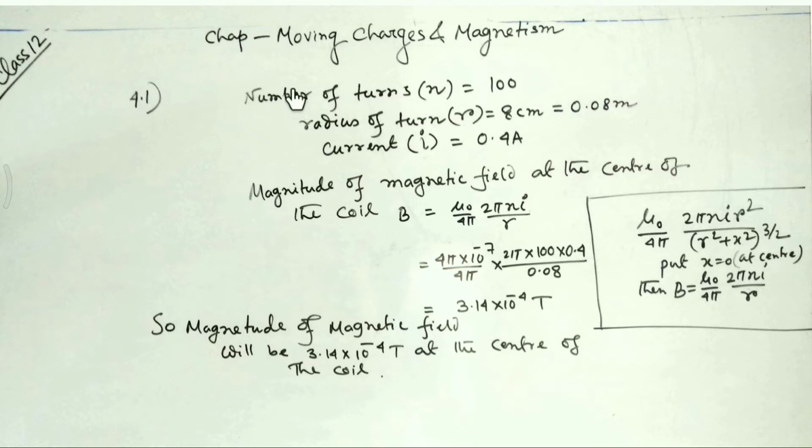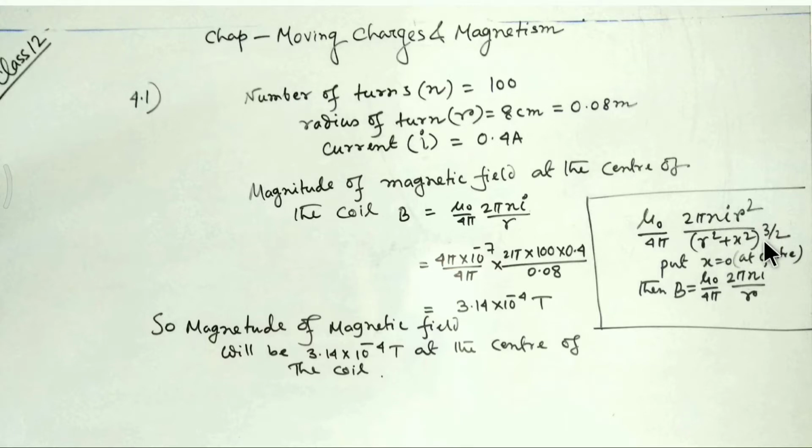So this one is for 4.1. Number of turns was 100. Radius of the turn R is equal to 8 cm, converted to 0.08 meter. Current I is equal to 0.4 ampere. Magnitude of the magnetic field at the center of the coil. So this was the formula actually. B is equal to mu 0 by 4 pi, 2 pi n I r square, divided by (r square plus x square) whole to the power 3 by 2.